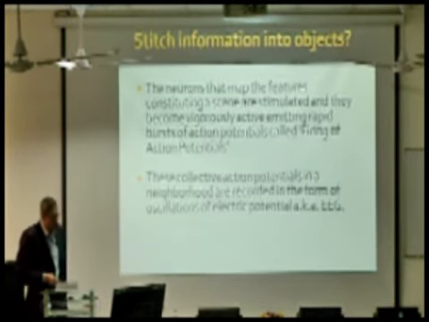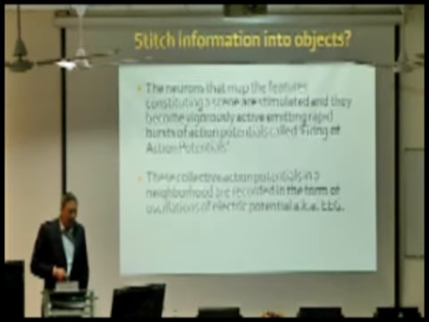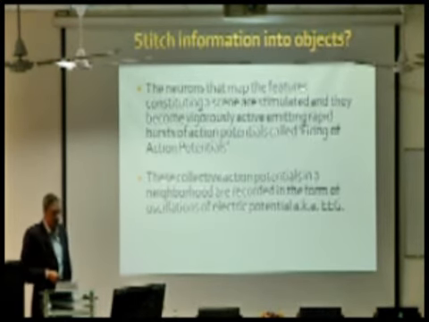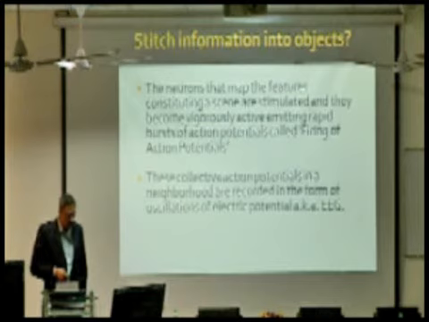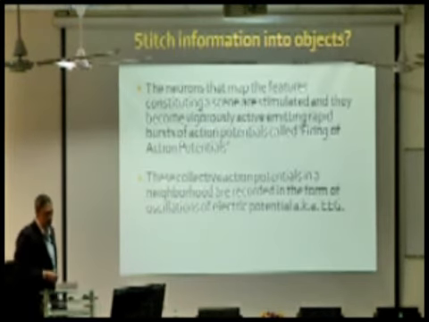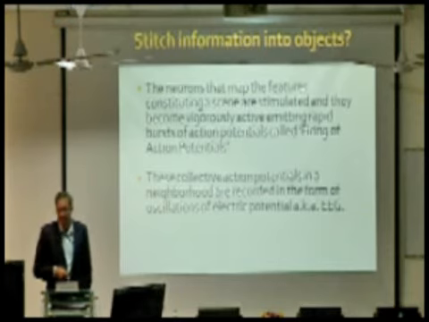The neurons that map the features constituting a scene are stimulated, and they become vigorously active, emitting rapid bursts of action potentials, which is called firing of action potentials. These collective action potentials in a neighborhood are recorded in the form of neural oscillations, also known as EEG.